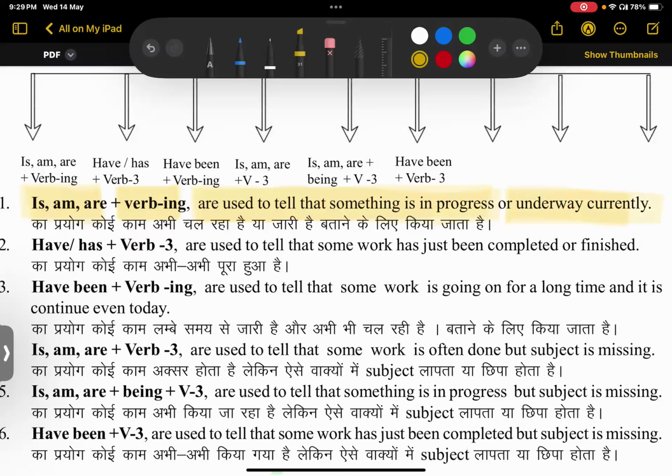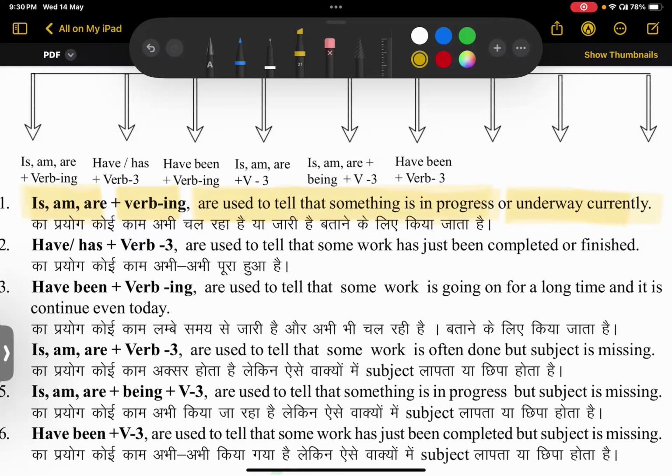So if there is a verb that is in continuous mode right now, that is continuing right now, we use I am plus ing form, you are plus ing form, they are plus ing form, he is plus ing form, she is plus ing form. I'm going to tell you some examples so that you may understand well what I say.